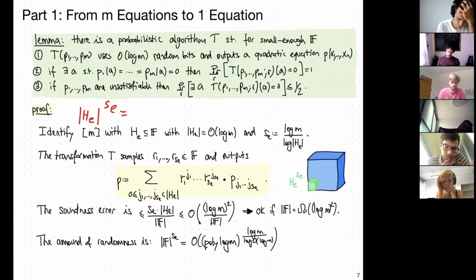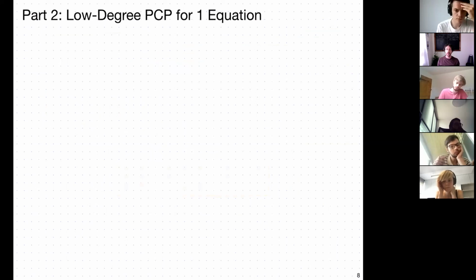So what we chose is F to be polylog M, and this would be to the power of log M to the log M. And the nice thing is that this amounts to something which is polynomial in M. So that's the way of doing this pseudo-random combination of linear equations.